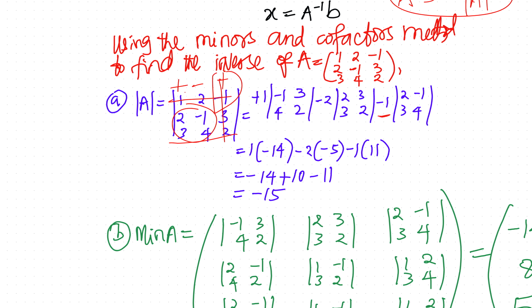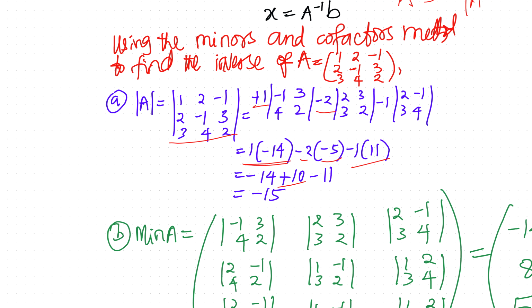Okay, now we tidy things up a little bit more. So you have plus 1 into minus 1 times 2, that's minus 2, minus 2 minus 12, because 3 times 4 is 12. So minus 2 minus 12, that's minus 14. Then minus 2 here, 2 times 2, 4, 4 minus 9, minus 5. Then minus 1 into 2 times 4, 8, minus 3, that's 11. So this is minus 14, this is plus 10, this is minus 11.